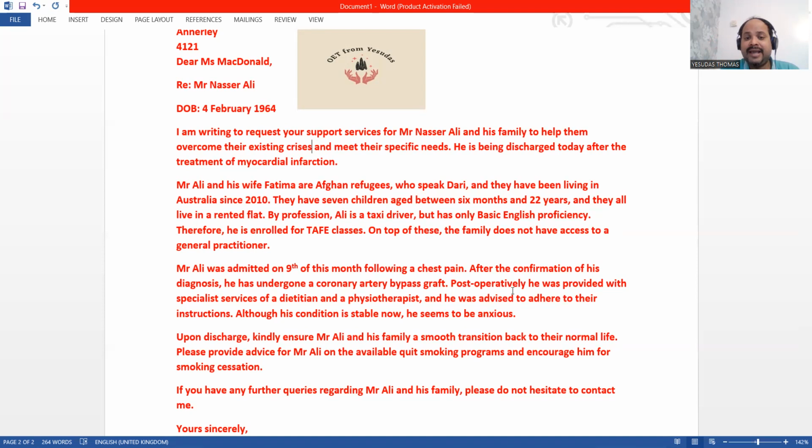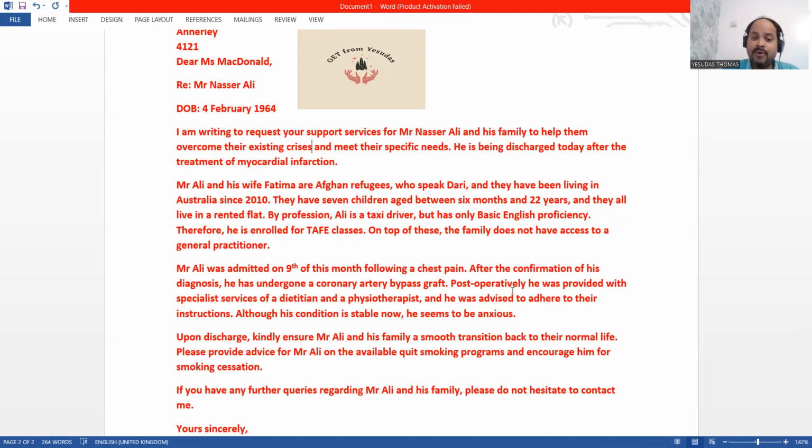They have 7 children aged between 6 months and 22 years, and they all live in a rented flat. So this is another sentence. So it's connected. Now, by profession, Ali is a taxi driver, but has only basic English proficiency. So we have the third sentence here. So all these sentences are well connected.